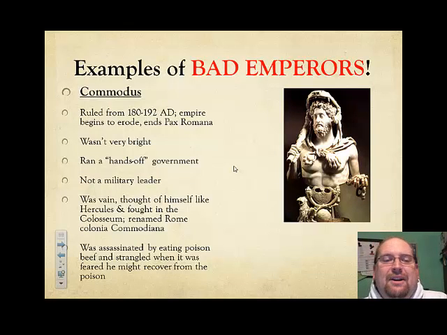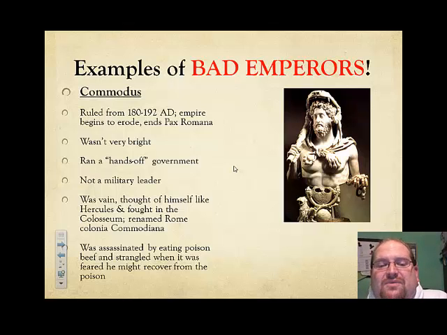Then you got Commodus. Commodus ruled from 180 to 192 AD. That is where the empire began to erode and the end of the Pax Romana period of Roman history. He was not a very bright guy. He was actually pretty stupid. He ran a hands-off government. Basically, he let the city run itself, didn't want anything to do with it, really. He was not a military leader, had no real experience in the military.